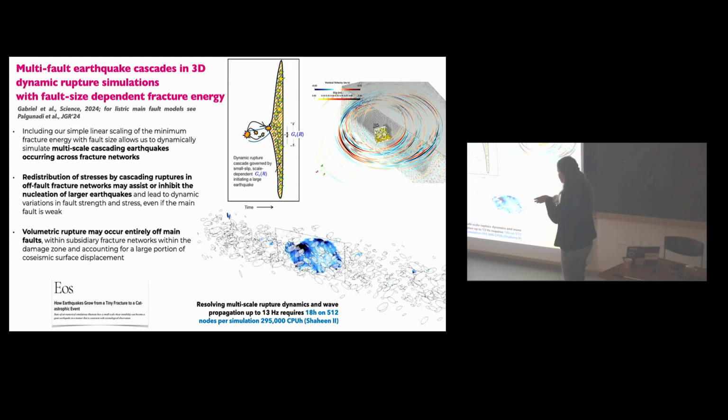So we see earthquakes being able to trigger and slowly initiating a main fault rupture here, even though the main fault is not optimally oriented. So these cascading ruptures in off-fault fracture networks, they redistribute stresses. They can either assist or inhibit nucleation of large earthquakes, even if the main fault is weak. So for example, in subduction zones. We also have volumetric rupture that can occur entirely off the main faults.